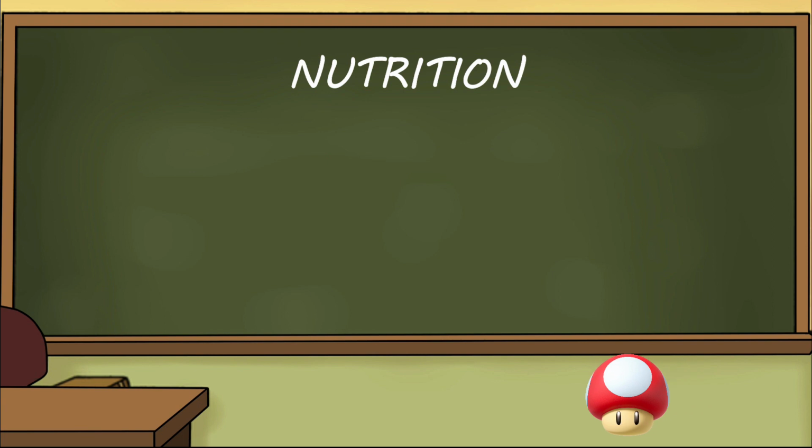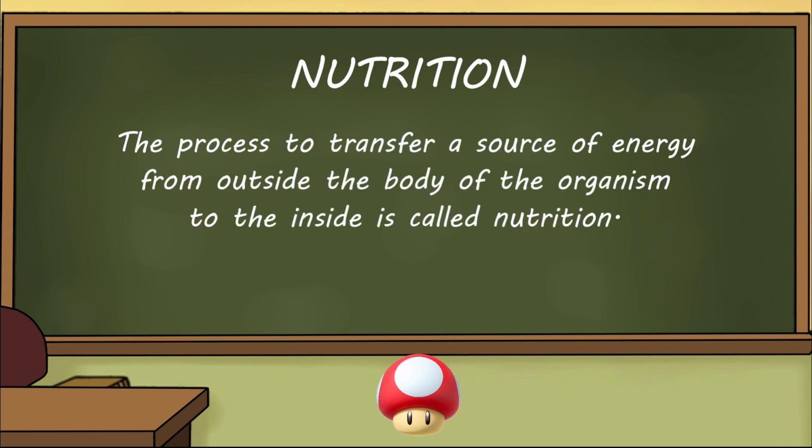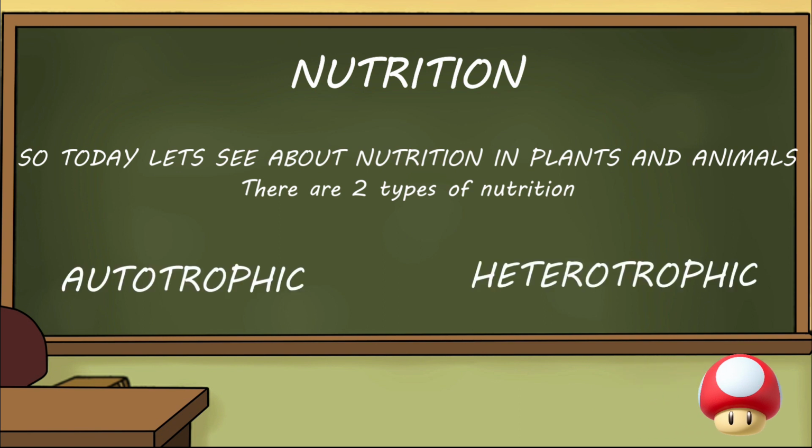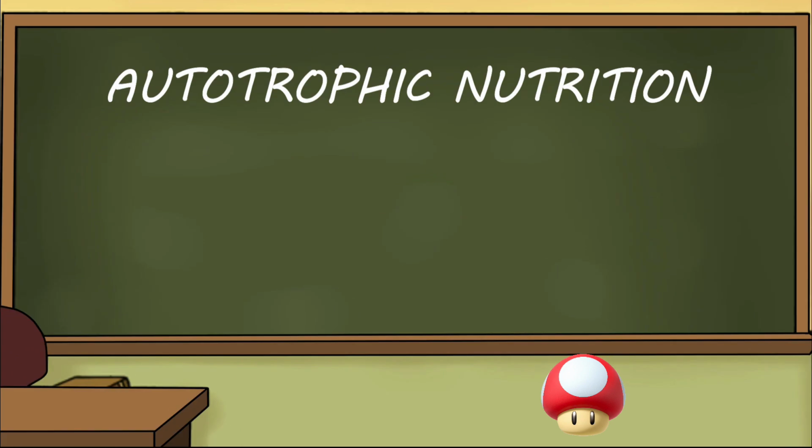There are many life processes in our body. The process to transfer a source of energy from outside the body of an organism to inside is called nutrition. So today, let's see about the nutrition in plants and animals. There are two types of nutrition: autotrophic nutrition and heterotrophic nutrition. Autotrophic nutrition is the nutrition which is found in plants.